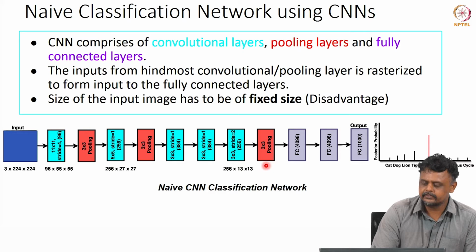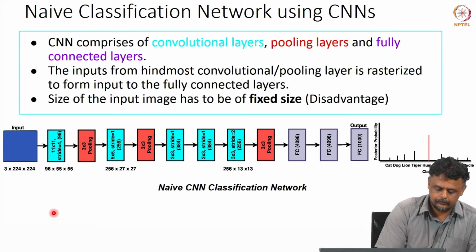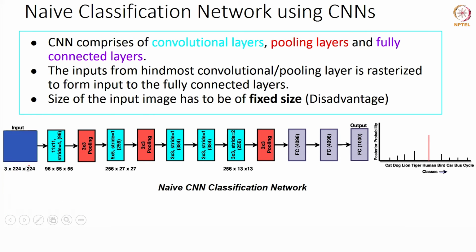Here, after max pooling, the size would be 256 cross 7 cross 7. That would be the size of the volume after max pooling. Now this is fully connected to the 4096 neurons. So in order to do that, we have to rasterize it. So 256 cross 7 cross 7 is rasterized into one vector and is fully connected to the next layer, which has 4096 outputs. So this is what prevents us from having an arbitrary sized input.